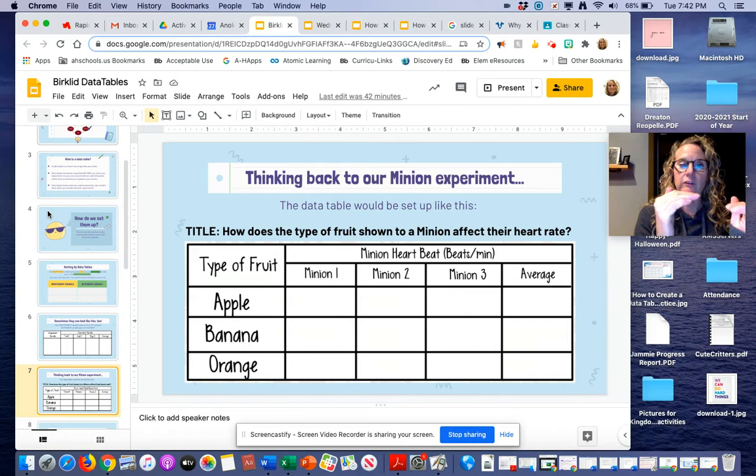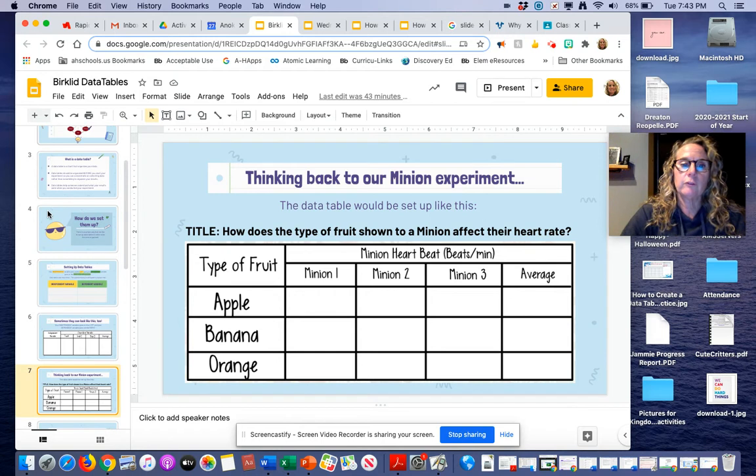And then we tested 3 types of fruit: apples, bananas, and oranges. Our dependent variable was the minion heart rate in beats per minute. And we tested 3 minions on each of those types of fruit. So we divided that into 3, and then we take the average. So you can see how that was set up and where we would put our data.